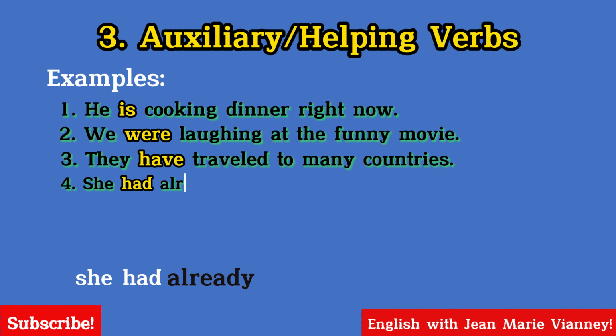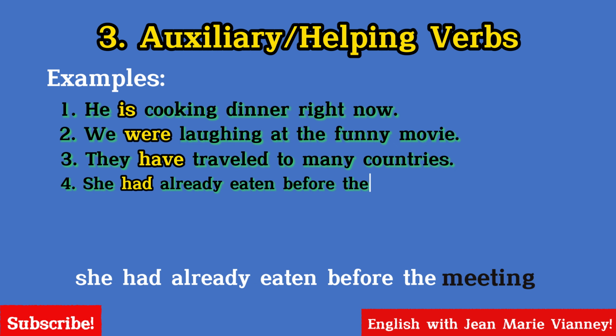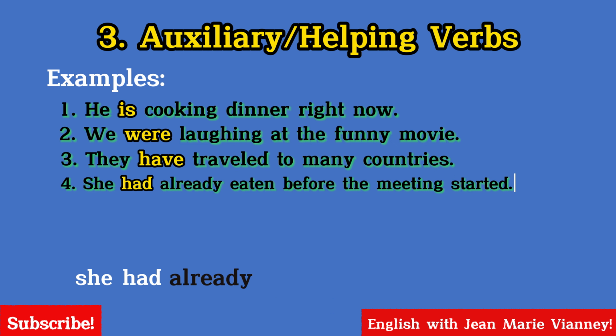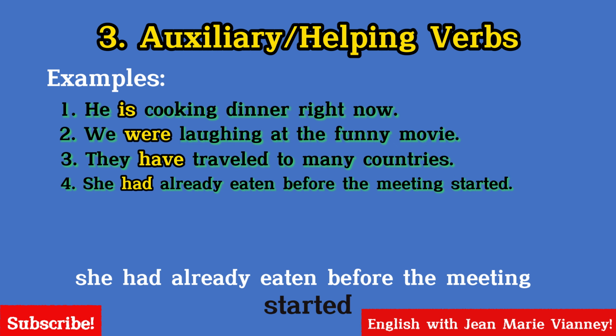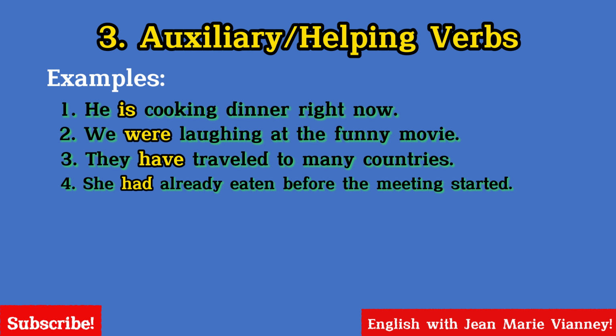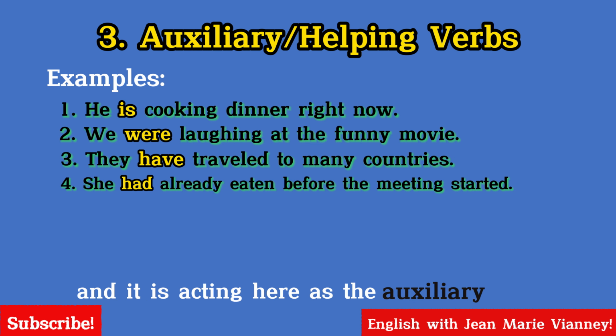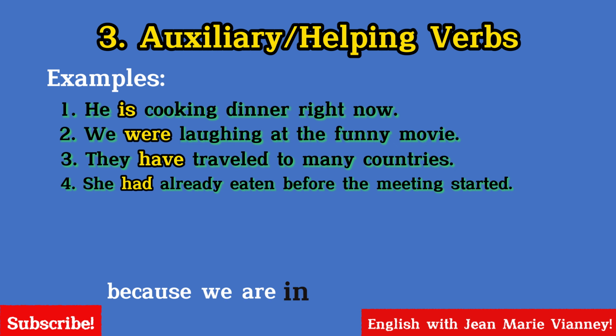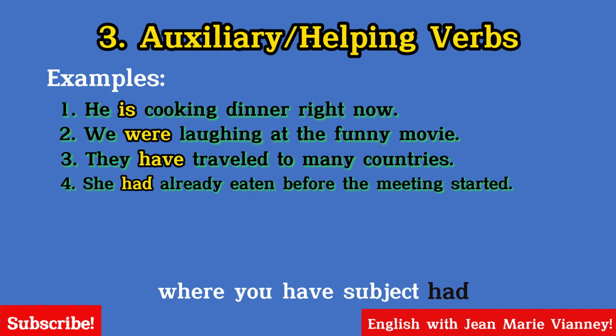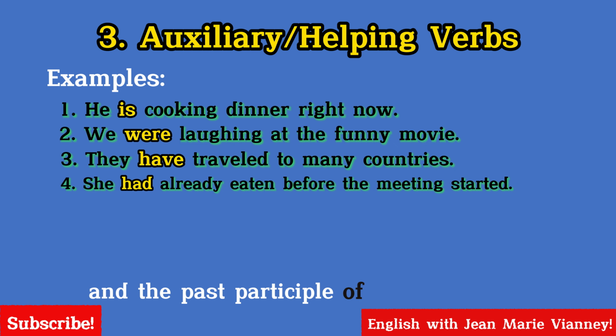She had already eaten before the meeting started. This is the past perfect tense. Here, had already eaten. So here, had is the simple past of have, and it is acting here as the auxiliary verb because we are in past perfect tense, where you have subject, had, and the past participle of the main verb.